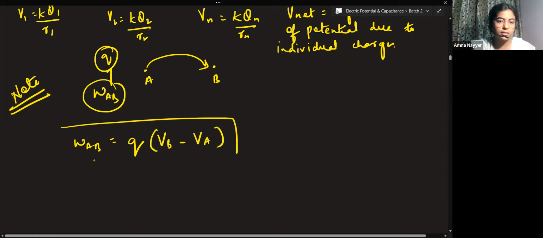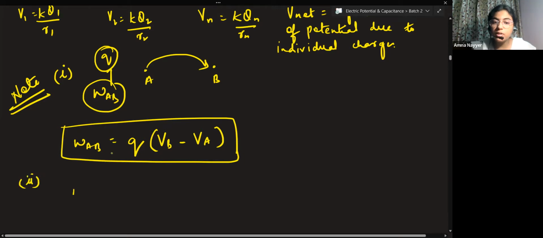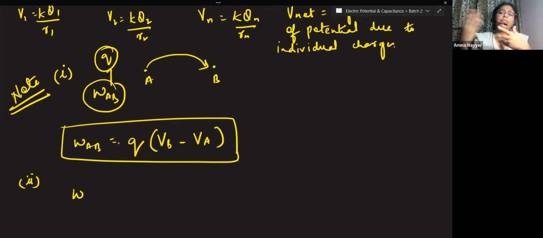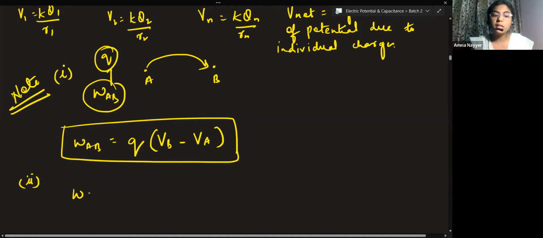This is note number one that you have to remember, because this gets used. The second point that you have to remember is the work done by the external force. We are trying to bring the charge from infinity to a point or from one point to another. That's the external force doing it. So work done by the external force is equal to negative of the work done by the electric field.